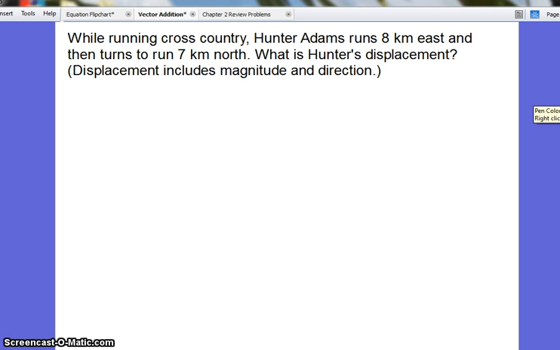them tip to tail. So first Hunter runs 8 kilometers east, so we'll draw an arrow representing 8 kilometers to the east. And we try and draw things as proportional as possible. We have another vector that is 7 kilometers north, so we draw an arrow whose tail is at the tip of the first one we drew, and this one is a little bit smaller than the first one that we drew, and that's 7 kilometers north.